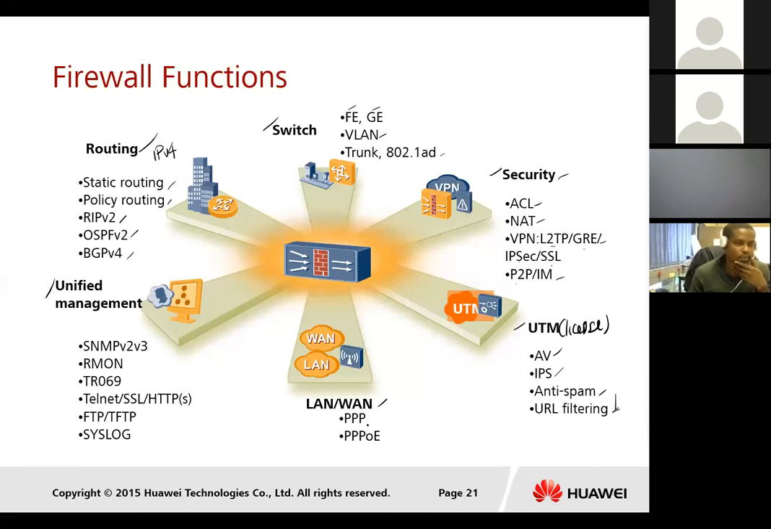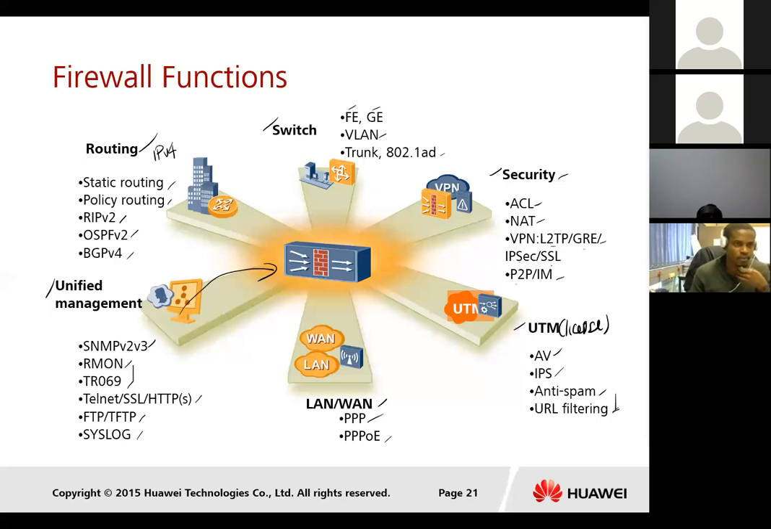For the WAN itself, they can provide PPP over Ethernet. So these are the two WAN connections they support. Under unified management, how are we going to monitor? Using SNMP version 2 or version 3, remote monitoring, RMON. How are we going to remotely monitor the interface? TR-069, Telnet, SSL, HTTP, FTP, TFTP, and syslog. This is mainly how you can manage the firewalls from the user's point of view. Those are the functions that can be supported.